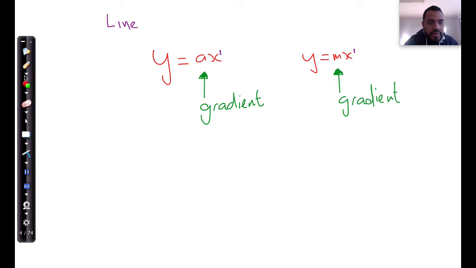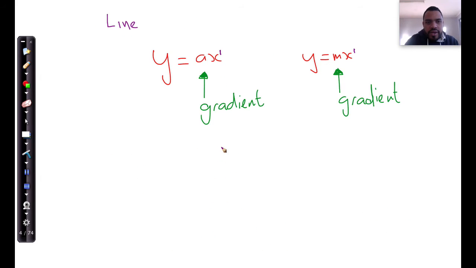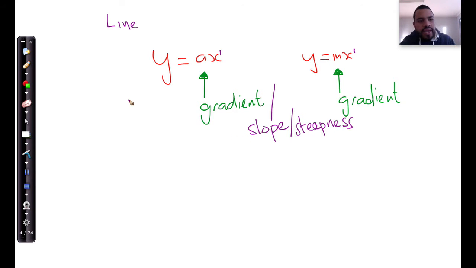And you've now also seen when we looked at each of these functions, the bigger the number, the steeper the curve was. So the coefficient of x gives us an idea of slope, right? It's called gradient. It's also called the slope, the steepness, and the inclination. Now let's talk about a few different things about the gradient.